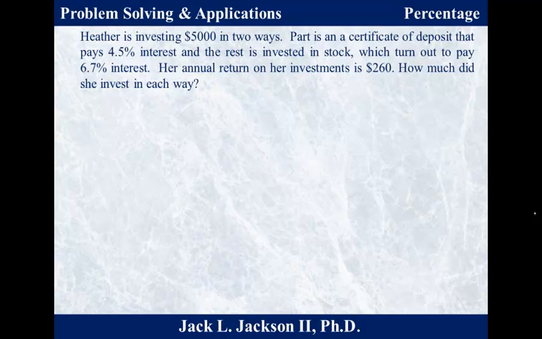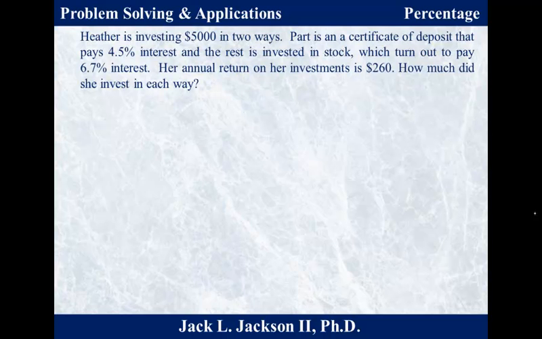Of course, you don't know with stocks, they might go up or down, but this time it turned out to pay out a little bit better at 6.7%. Wish we could get a CD for 4.5% right now. That would be nice, but let's suppose this happened at some point. Her annual return on her investments is $260. How much did she invest each way?